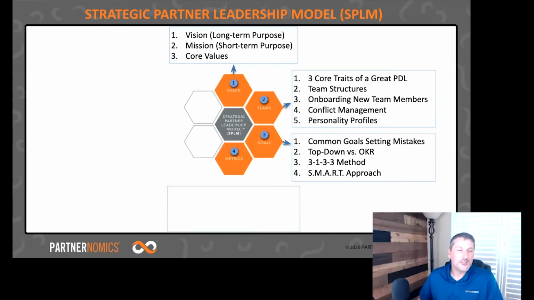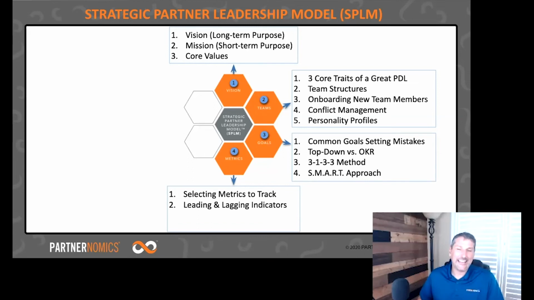Next, we're going to step into the 4th element. The 4th element is metrics. So metrics is all about data. And we start by talking about what data we need to track. So which metrics do we need to track? How do we select these metrics? How many metrics should we select? There's a full framework around metric selection and the use of metrics to help give us insights as to how we are performing as a team, but then also how our partners are performing.